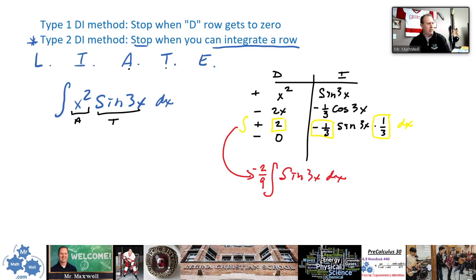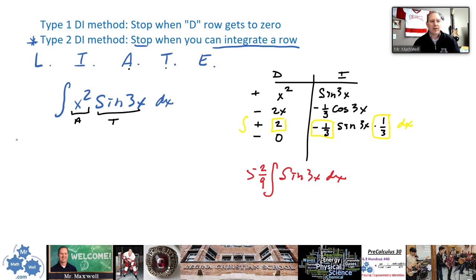Okay? So look at that. That is a nice easy integral for us to work with. Now you might be saying, well, Mr. Maxwell, I could have just done one more and then I wouldn't have had to do this integral. I have to do the integral anyways. Well, it's true, but you can see how this works for the type 2 question as well. Okay, so you don't have to do the integration here, but you do have to do it here, right?